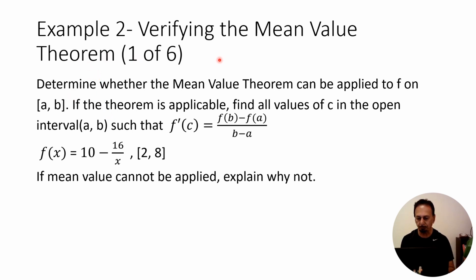Example 2. Verifying the mean value theorem. Determine whether the mean value theorem can be applied to f on [a, b]. If the theorem is applicable, find all values of c in the open interval (a, b) such that f prime of c equals f of b minus f of a over b minus a. So here f of x is equal to 10 minus 16 over x and the closed interval is [2, 8]. If the mean value theorem cannot be applied, explain why not.